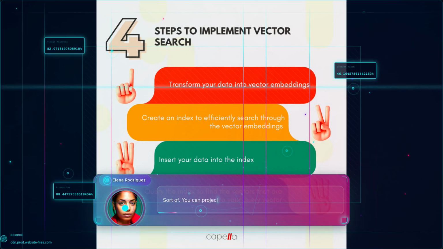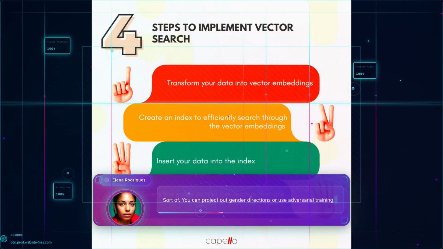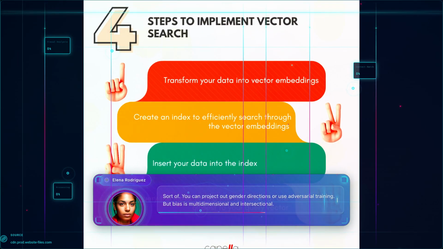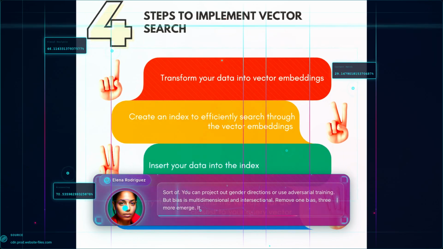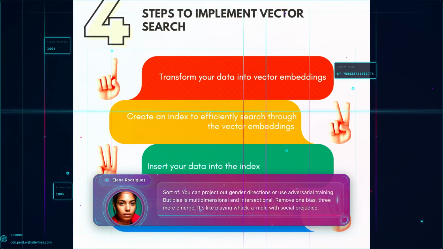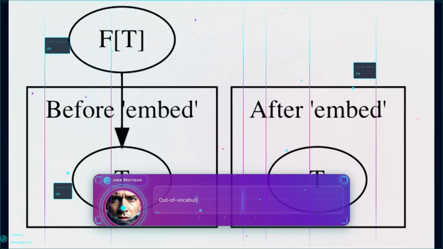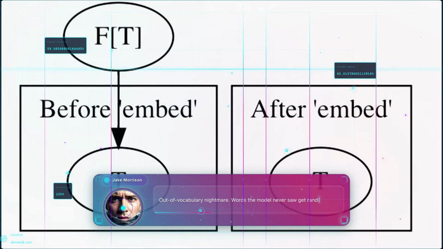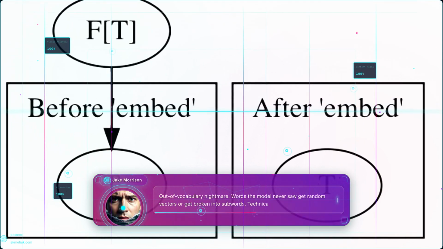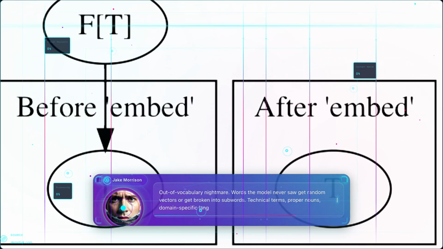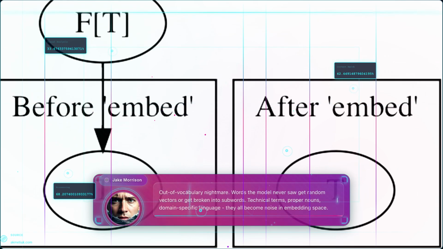Sort of, you can project out gender directions or use adversarial training. But bias is multidimensional and intersectional. Remove one bias, three more emerge. It's like playing whack-a-mole with social prejudice. What happens when you try to embed rare words or concepts? Out of vocabulary nightmare. Words the model never saw get random vectors or get broken into subwords. Technical terms, proper nouns, domain-specific language, they all become noise in embedding space.